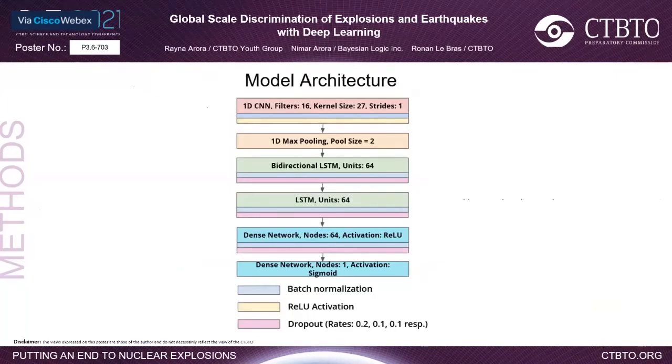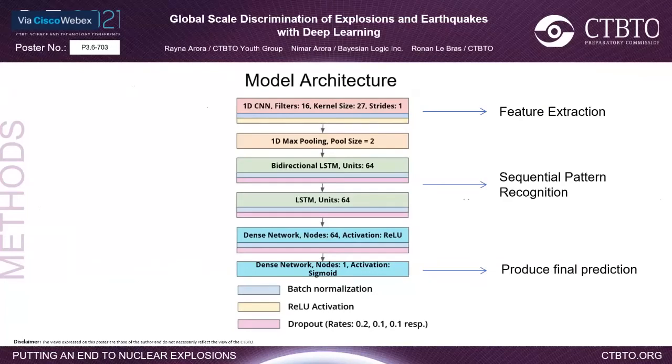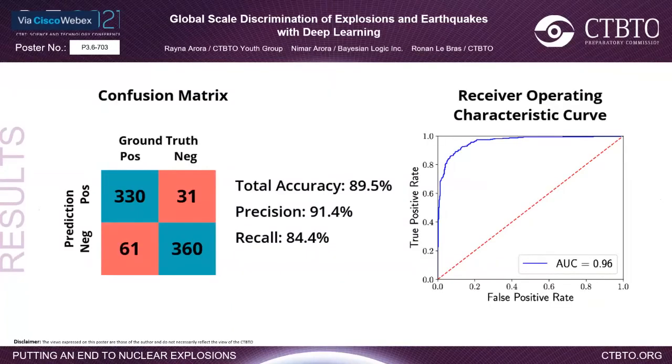Our deep learning architecture consisted of a convolutional neural network for feature extraction, followed by LSTMs for sequential pattern recognition, and dense networks to produce the final prediction. The model achieved a promising test accuracy of about 90%, with an area under the receiver operating characteristic curve of 0.96.